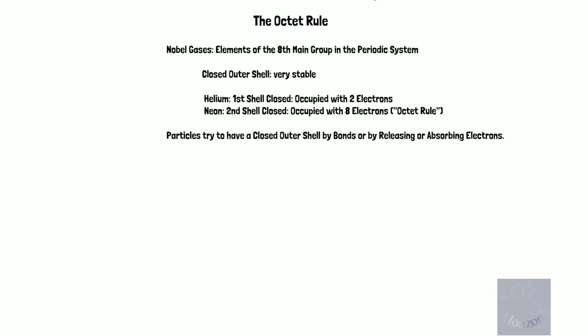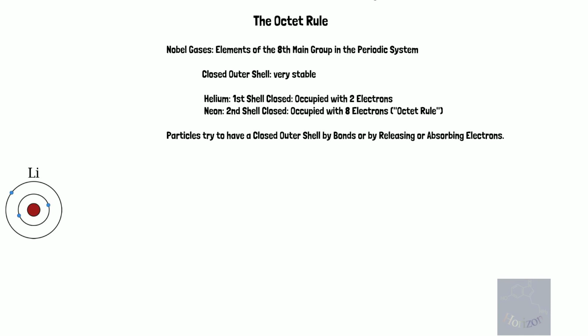The elements of the 8th main group or the 18th group are called noble gases. Those elements all have a closed outer shell, which is an especially stable electron configuration. Helium has a closed first shell with 2 electrons, while all other noble gases have a closed outer shell with 8 electrons. This is why this rule is called the octet rule. Also, other particles try to get this especially stable structure by bonding to other particles or by releasing or absorbing electrons. To understand this, we will look at some monatomic ions and its corresponding atoms.